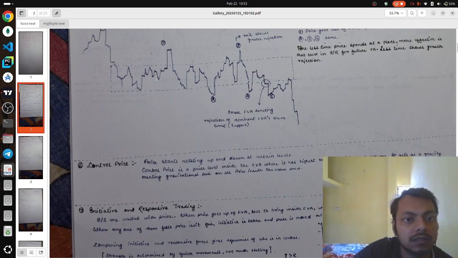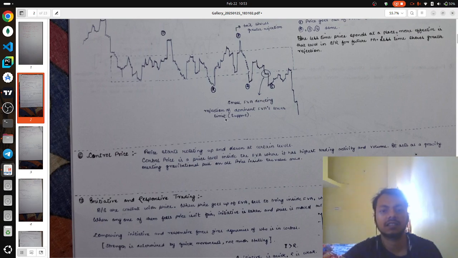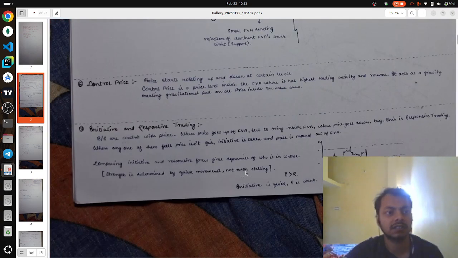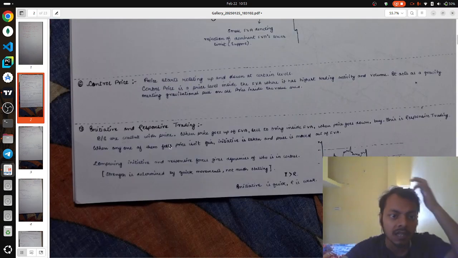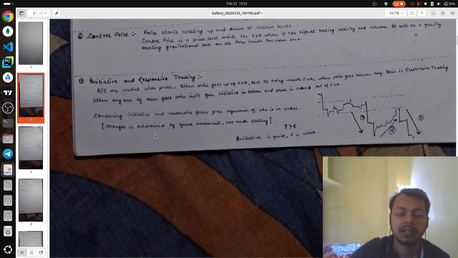Okay, highlight. Okay, no, it can't be. Anyways, I will show it in the chart. Better I show it in the chart. Anyways, and after that we learned about initiative and responsive trading.